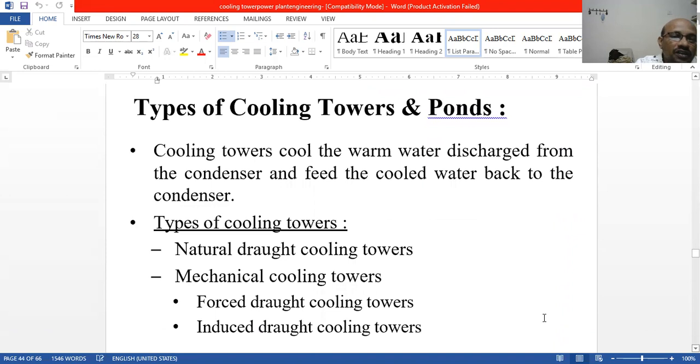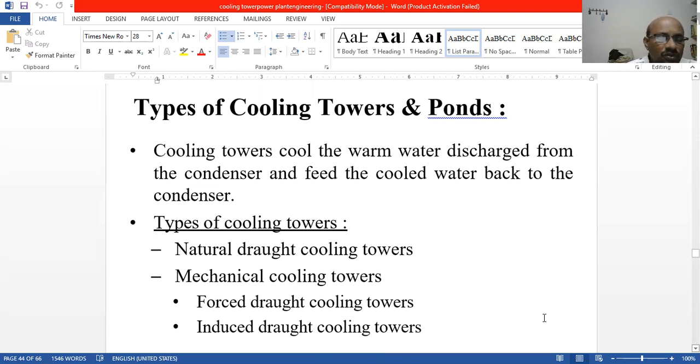What are the types of cooling towers and ponds there will be? Cooling towers will be there. Cooling towers cool the warm water discharged from the condenser and feed the cooled water back to the condenser.